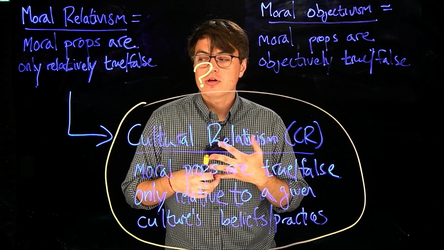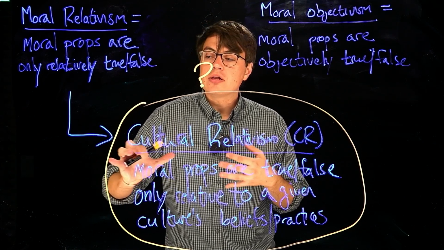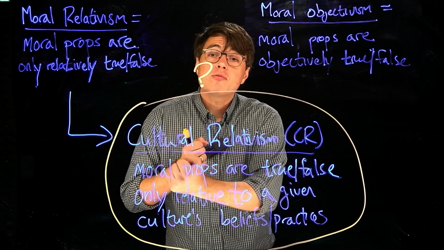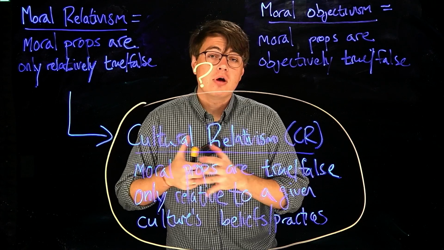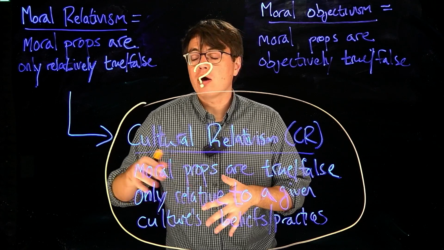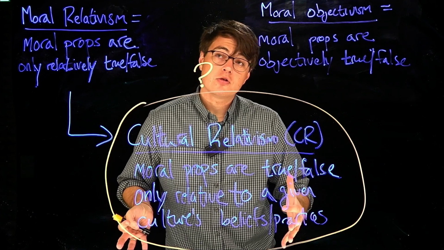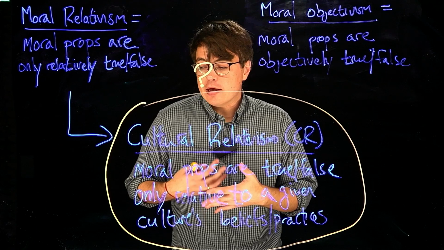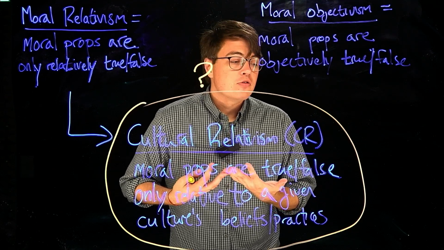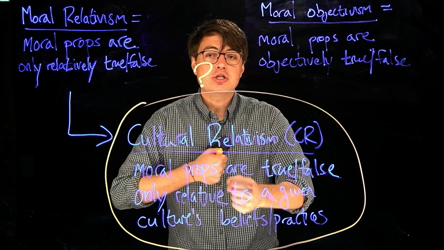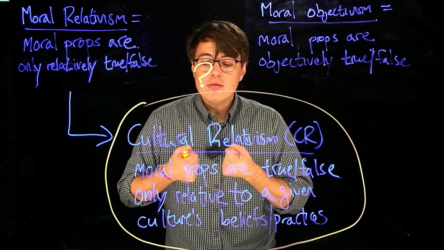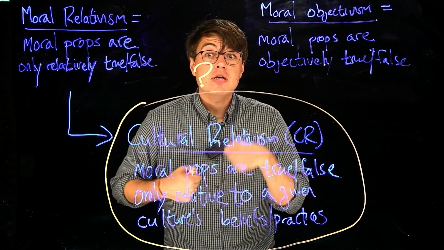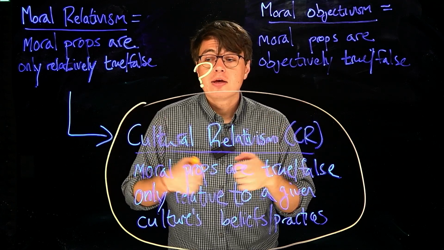true or false is for it to have its truth value relative to a given set of human beliefs or practices, we can specify which level of human beliefs and practices we're talking about, and then get different versions of relativism as a result. So the most radical version of relativism would say that moral propositions are true or false depending on each individual belief. One and the same moral proposition about, say, abortion might be true for you but false for me.